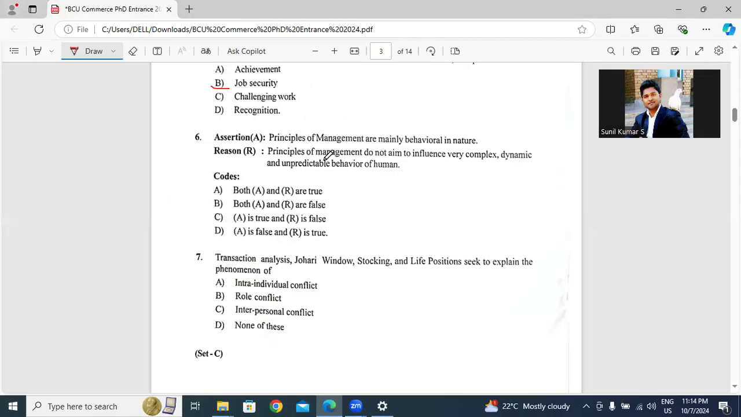But in the reasoning, what they have been told is that principles of management do not aim to influence the very complex, dynamic and unpredictable behavior of humans. No, it aims to influence. Here they have mentioned "do not". So A is true and R is false. So C is the correct one.